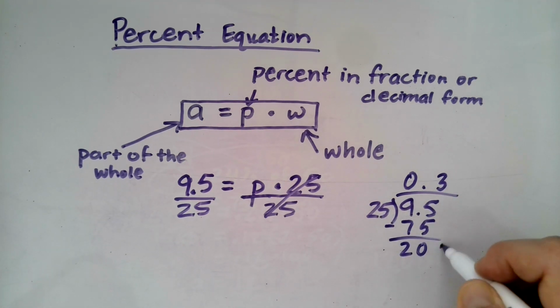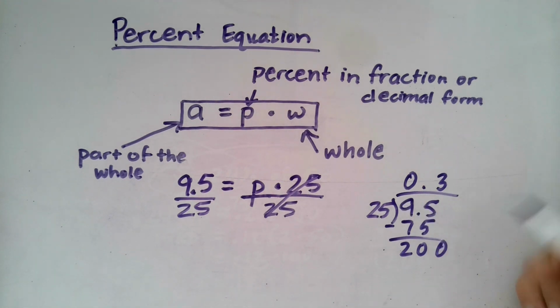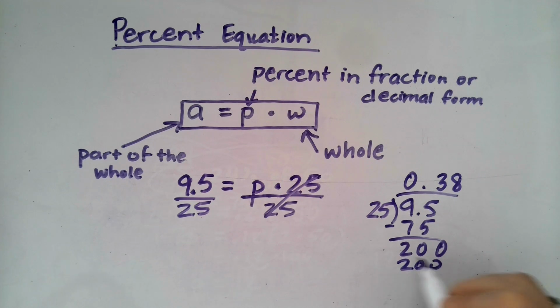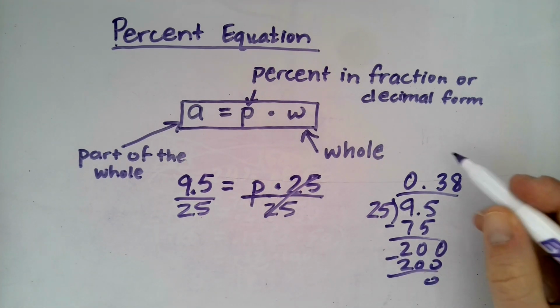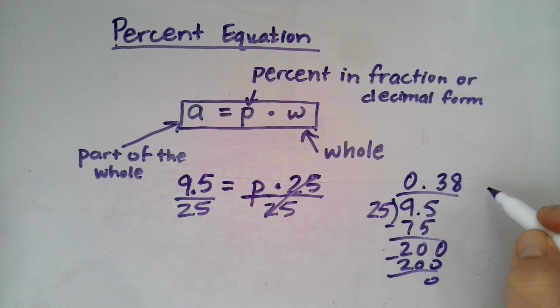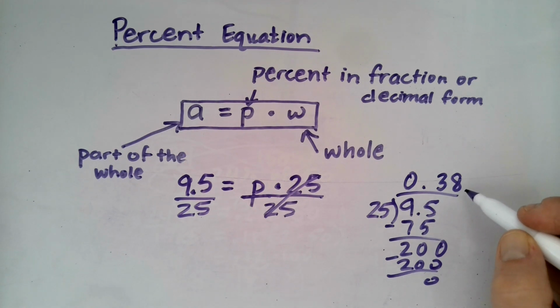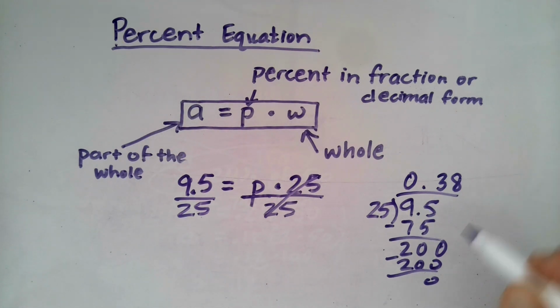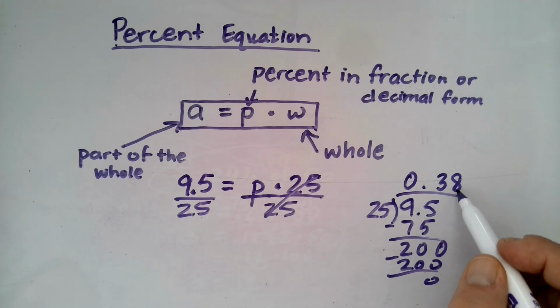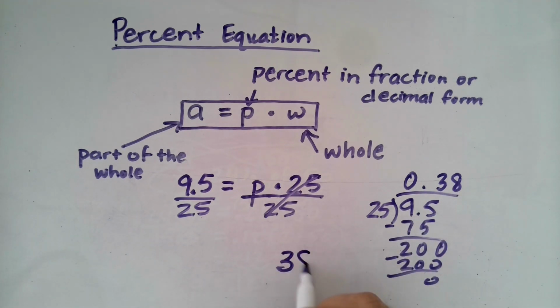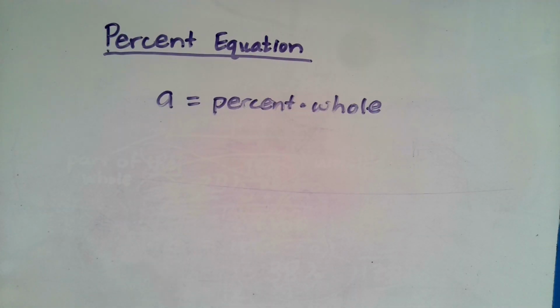Subtract that out, we get 200. Oh, 25 is going to go into 200 nice and evenly 8 times. 8 times 25 is 200, so we don't have to keep subtracting. So this is our percent in decimal form, but it's asking 9.5 is what percent of 25. So if you said 0.38, you're almost there, but it's really asking for a percent. So this is in decimal form, but in percent form, it would be 38%. And that's our answer.